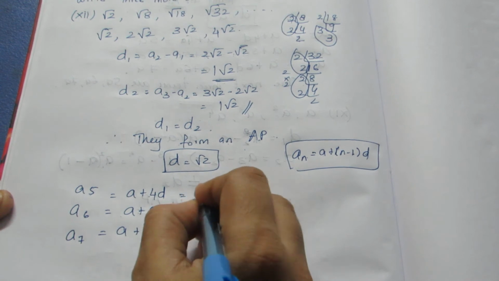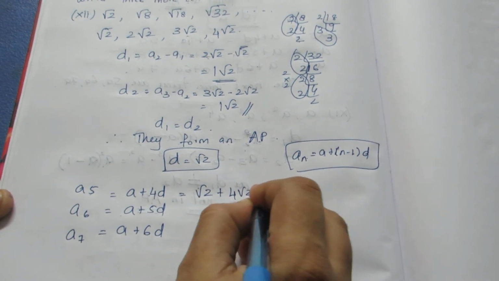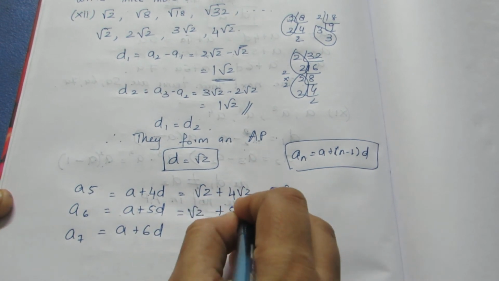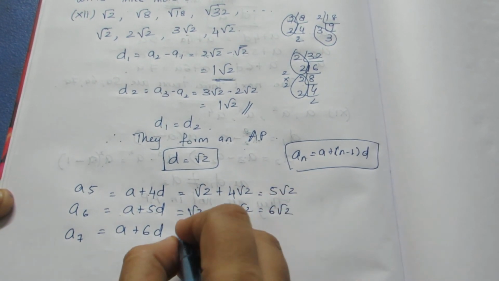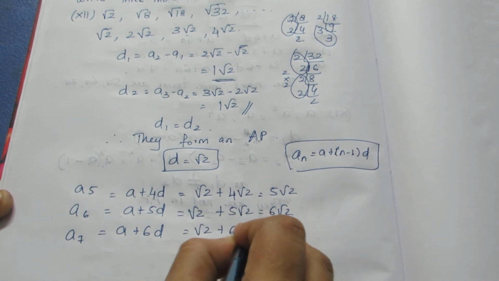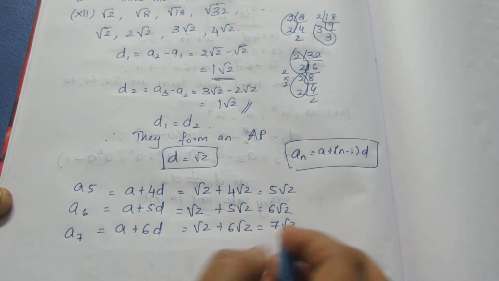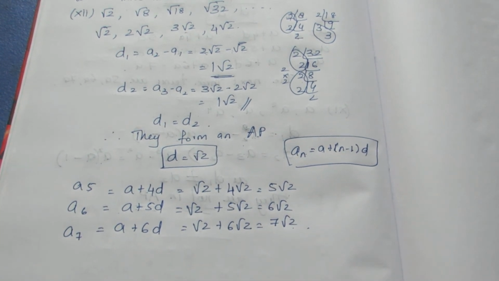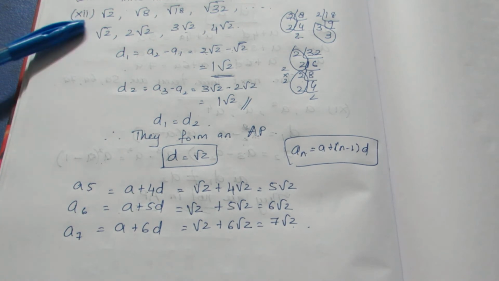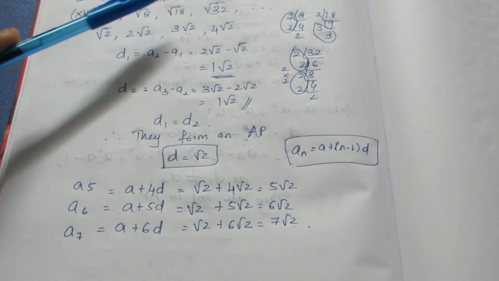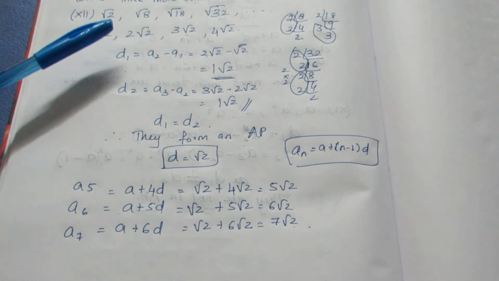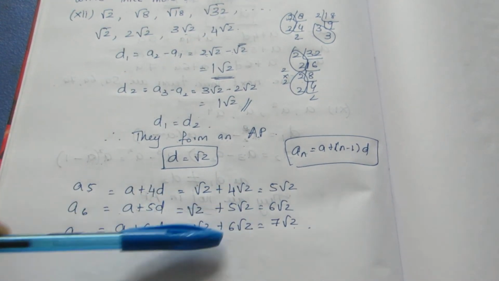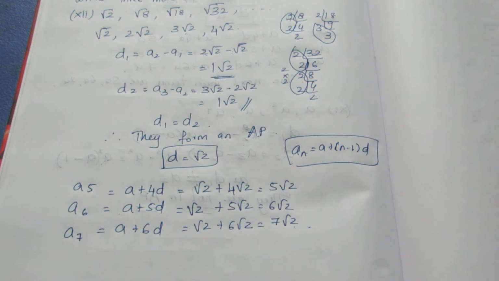A here is root 2, plus 4 into root 2 will become 5 root 2. Here root 2 plus 5 into root 2 will become 6 root 2. Here root 2 plus 6 into root 2 will become 7 root 2. As I told before, just write the root 2 and add the coefficients. But you see in the question it is given as root 2, root 8, root 18, root 32, not 2 root 2, 3 root 2, 4 root 2. So we need to solve this in a pure surd, that is, it should be in root only.